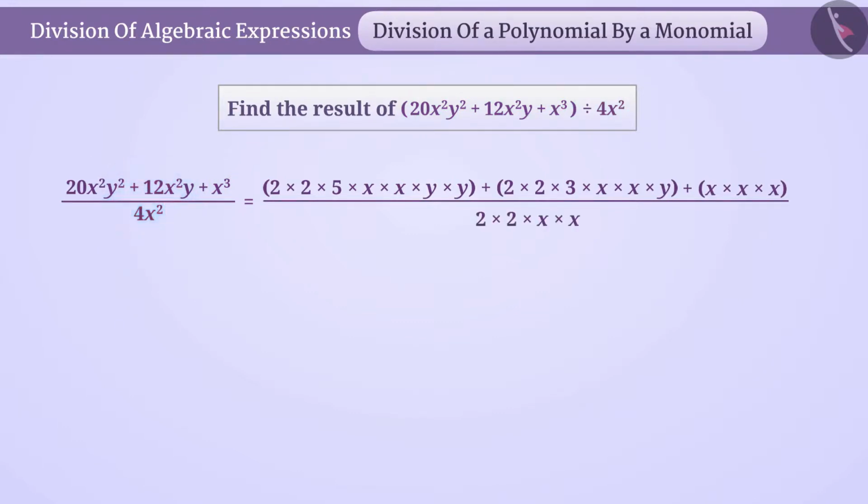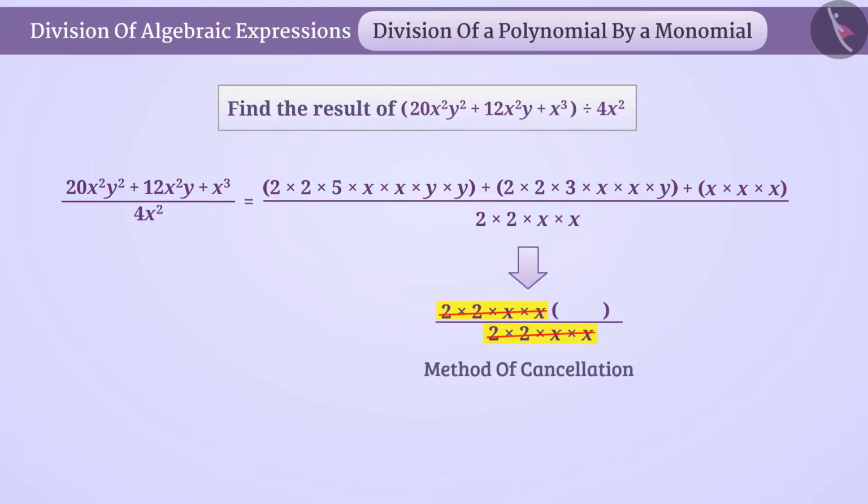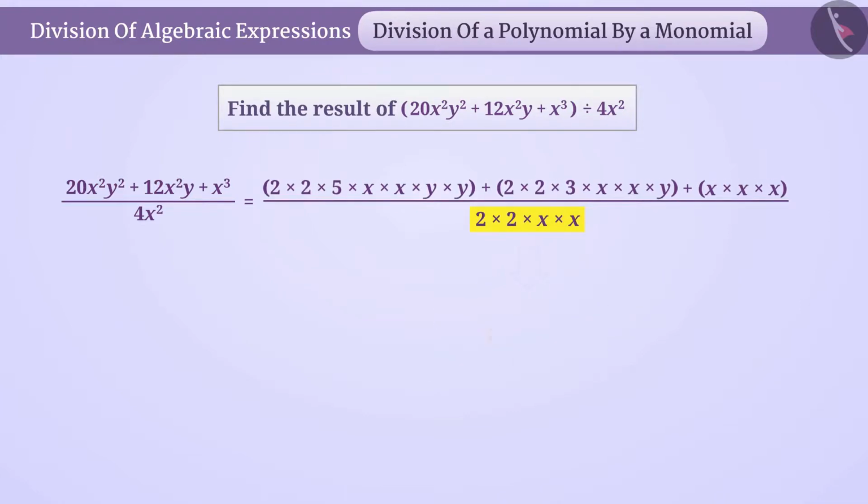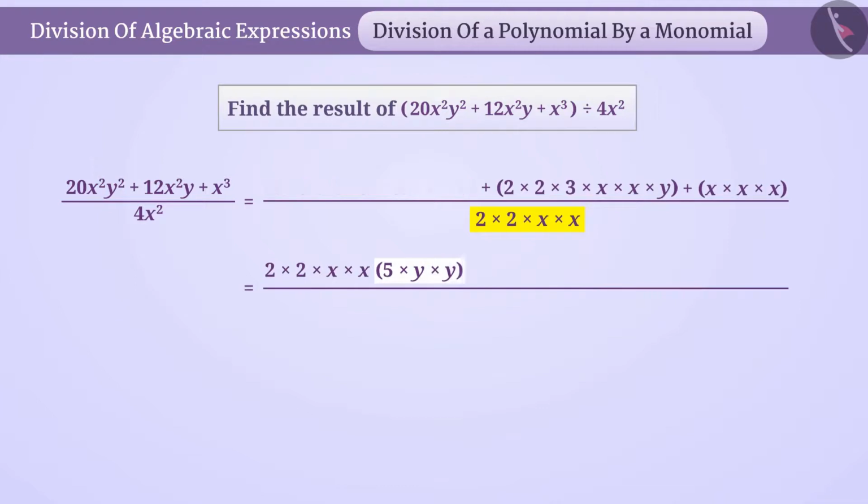Now, we have to take a number common from each term of the numerator. The number must be equal to the denominator, so that we can cancel it with the denominator by the method of cancellation. In this way, we will take 2 multiplied by 2 multiplied by x multiplied by x common from each term in the numerator. This will leave 5 multiplied by y in the first term and 3y in the second term.